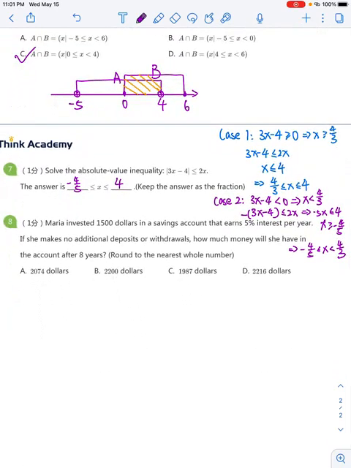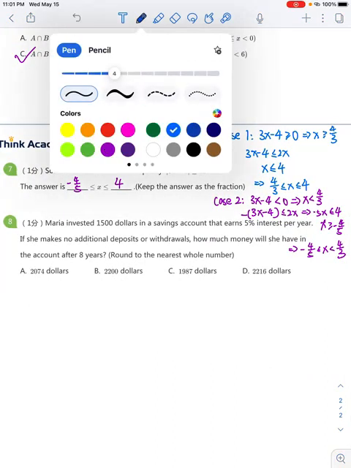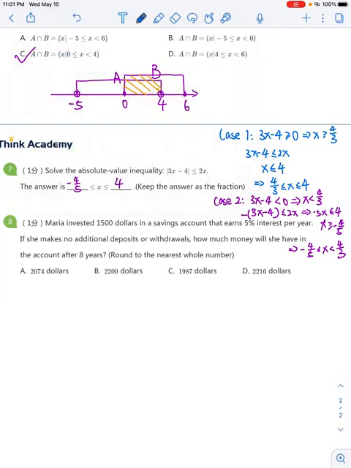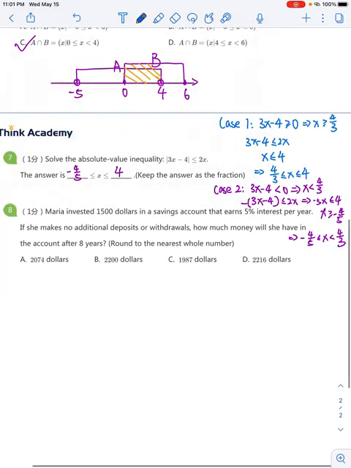So Maria invested $1,500 in a savings account that earns a 5% interest rate per year. And then if she makes no additional deposits or withdrawals, how much money will she have in the account after 8 years? And we can round to the nearest whole number.